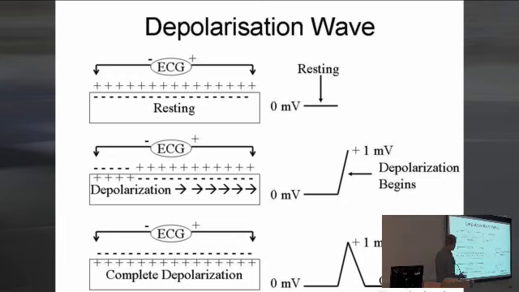So as you're getting positive charge spreading towards a positive electrode, you're going to see a positive deflection, and vice versa. So if it was spreading away from the positive electrode, then you'd see a negative deflection. So let's say your negative electrode is here, and your positive electrode is here. If there was depolarization spreading that way, you'll see a positive deflection. It comes back to baseline. If the depolarization was spreading that way, you'd see a Q wave, or a QS wave, wouldn't you? It'd be going down and then back up to the baseline. Does that make sense?